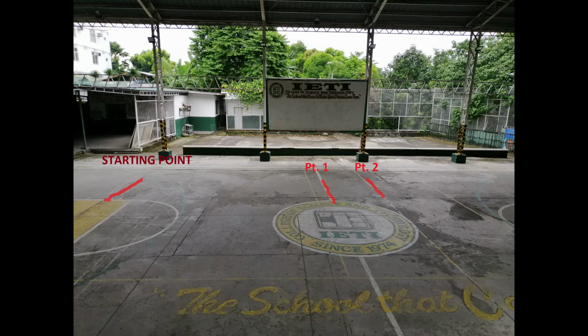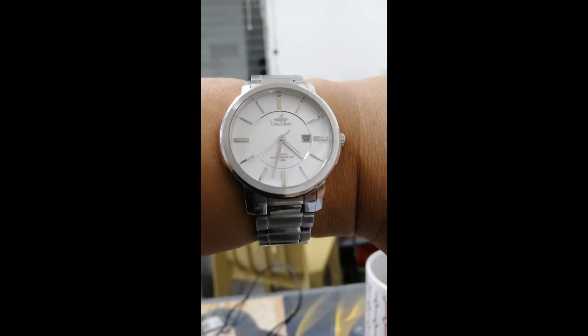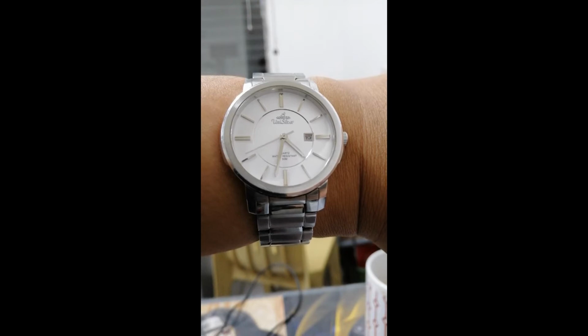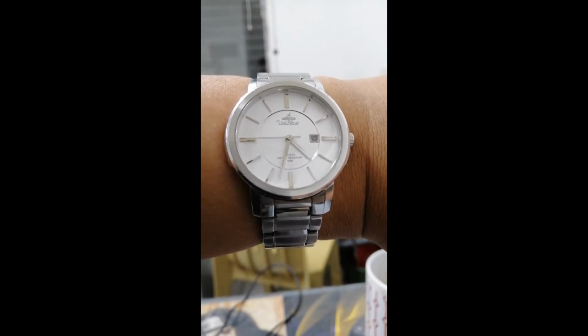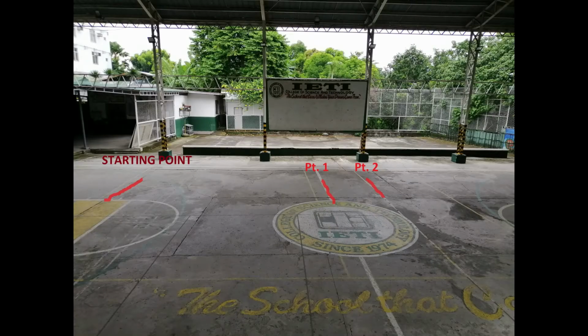Distance is the length covered by the object or body as it moves. Time tells us how long the motion was done or completed. Let's say we have a starting point and we also have two endpoints, point 1 and point 2.